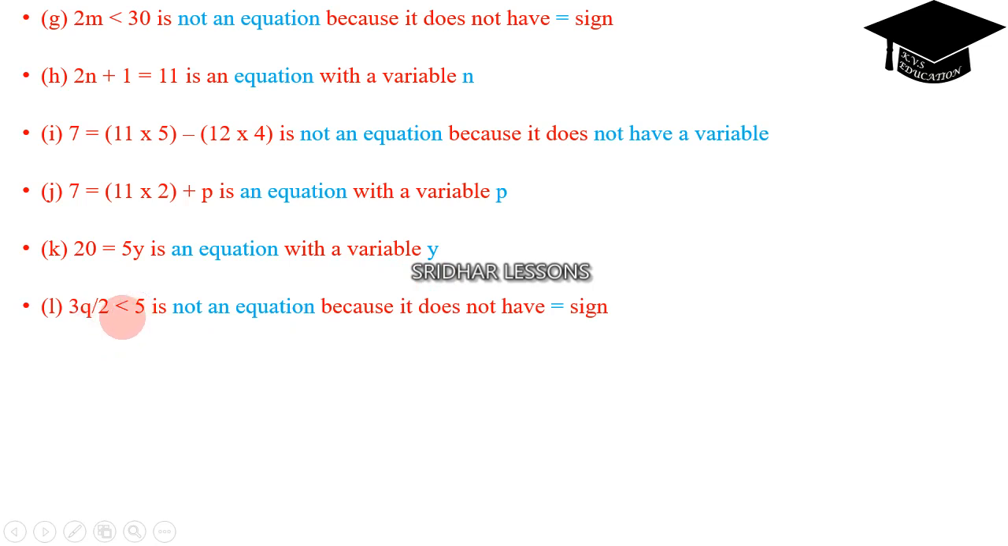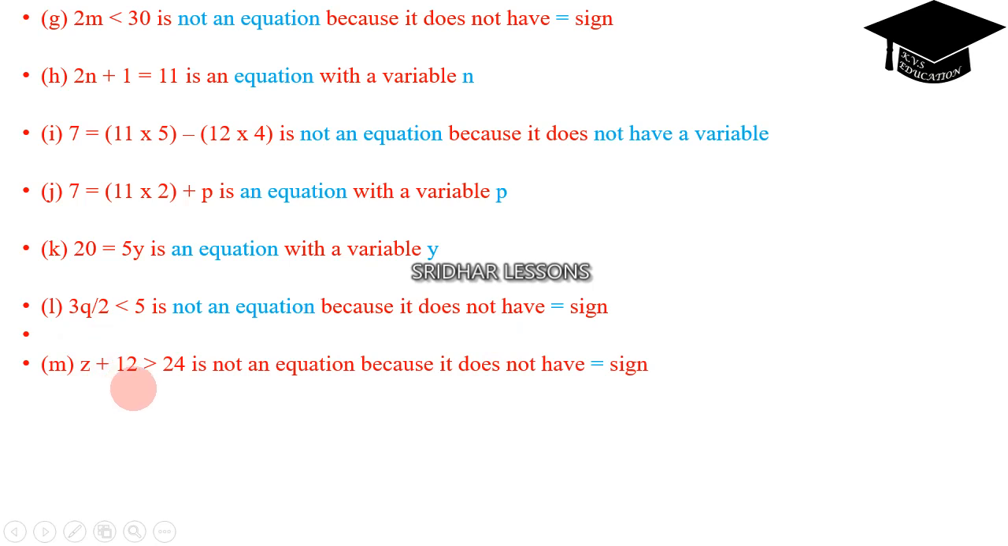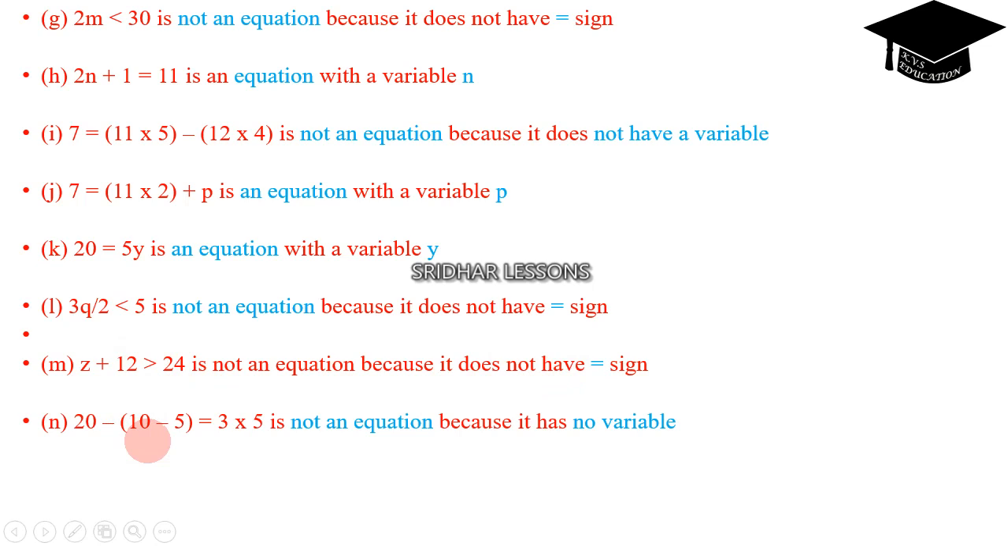3³/2 < 5. This is not an equation because it doesn't have an equal sign. z + 12 > 24. This is not an equation because it does not have the equal symbol here. 20 - (10 - 5) = 3 × 5. It is not an equation because it has no variables, constants only. 7 - x = 5. This is an equation because it has a variable called x.